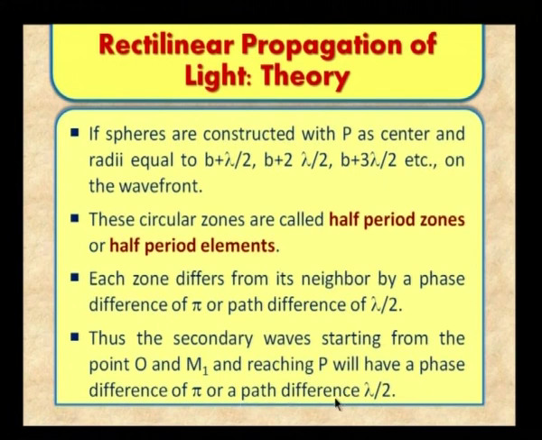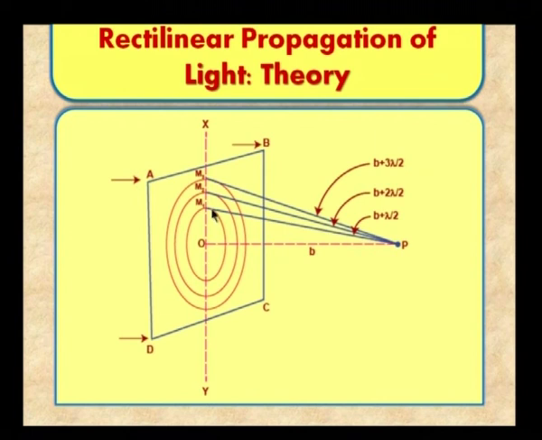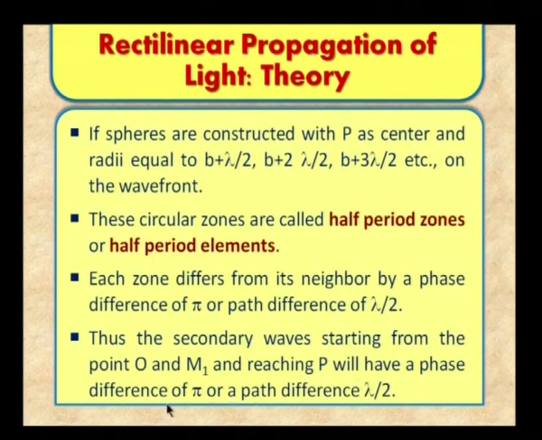Where are your O and M1? You have O here, and M1 is here. The light coming from M1 and O will have a path difference of lambda by 2, or a phase difference of pi. That is what I want to tell you. Because lambda by 2, then 2 into lambda by 2 means lambda, then 3 lambda by 2. Between every half period zone, the path difference will be lambda by 2, or a phase difference of pi, or a time difference T by 2. T by 2 is coming, that is the reason why it is called a half period zone.